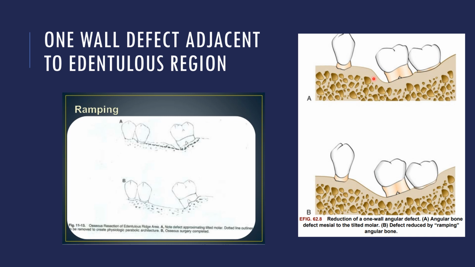So the selective reduction of bony defects by ramping the bone to the palatal or lingual to avoid involvement of the furcation has been advocated by Ochsenbein and Bohannan. So this procedure, ramping, was introduced by Ochsenbein. That is for careful removal of bone. It's very clear with this diagrammatic representation.